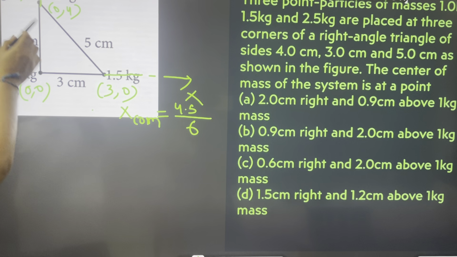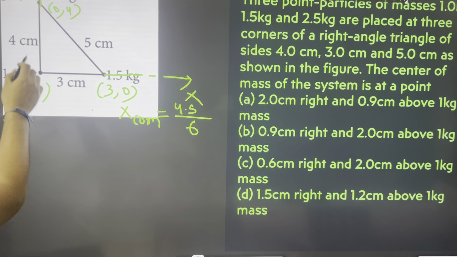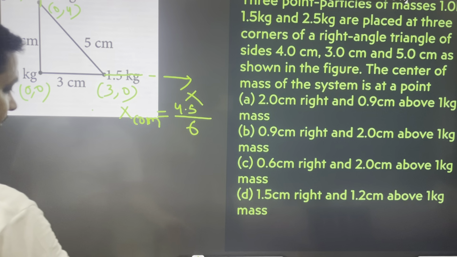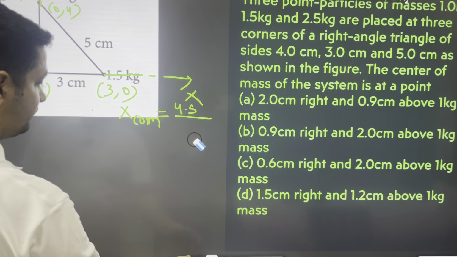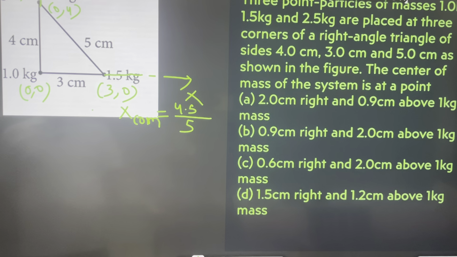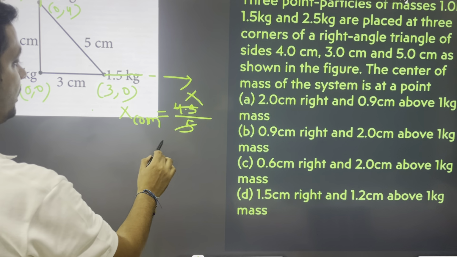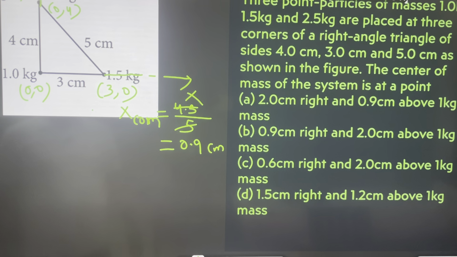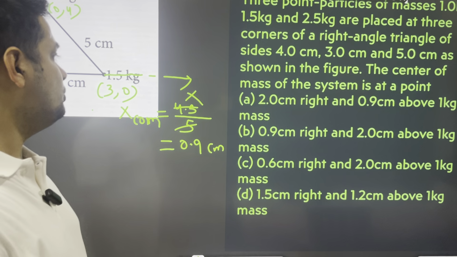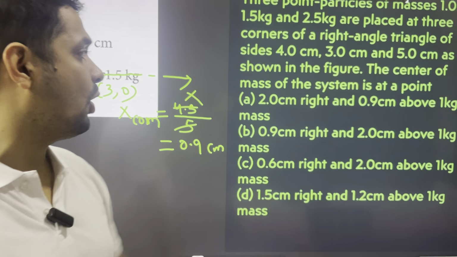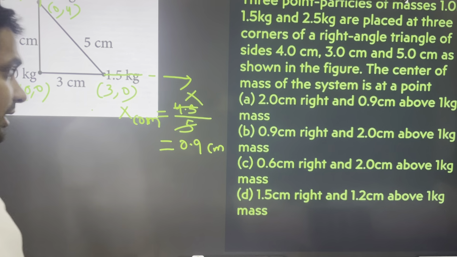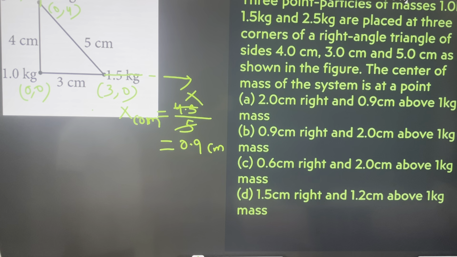Once you check the calculation, 2.5 plus 1.5 is 4, plus 1 is 5. Sorry, it is 5. Okay, so if it is 5, then it is 0.9 centimeter. Correct? 0.9 centimeter. We need no change in unit because the options are in centimeter only. So the x coordinate of the center of mass is 0.9 centimeter.